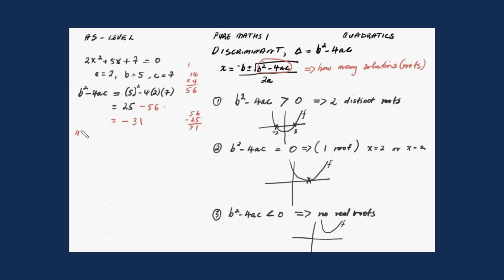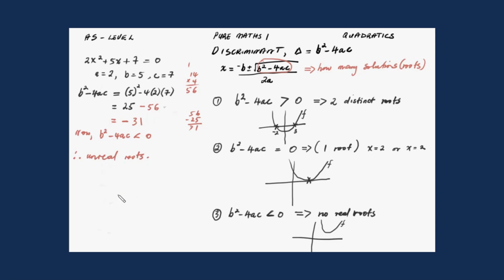Now the discriminant is less than 0. It is a negative value. Therefore, the nature of the roots is imaginary, unreal roots. Good. That's how you do it.